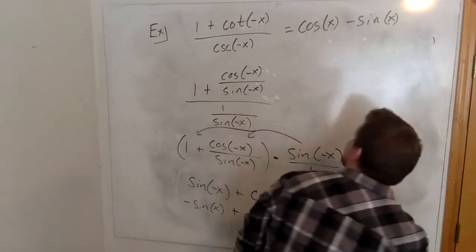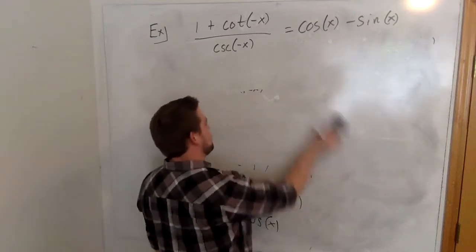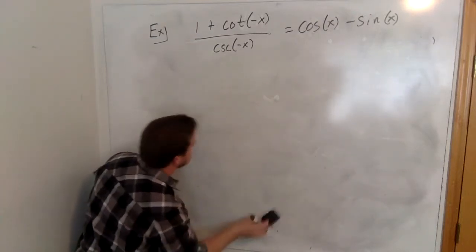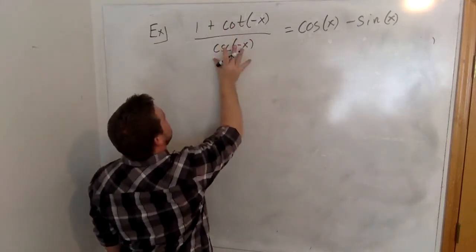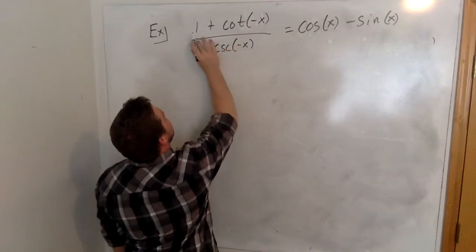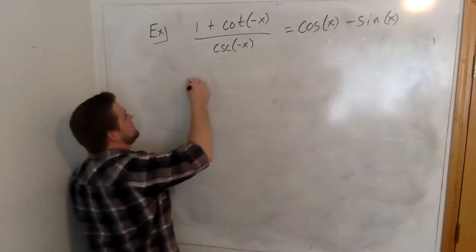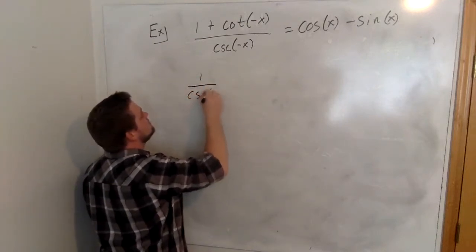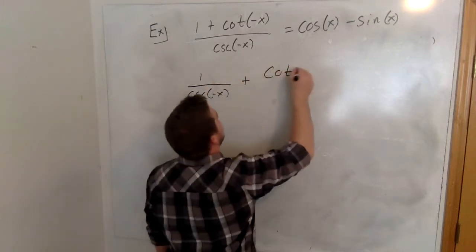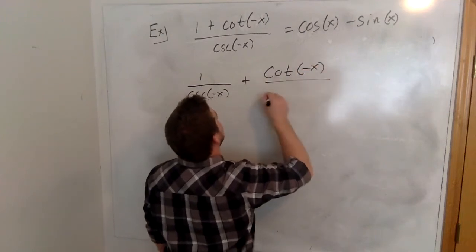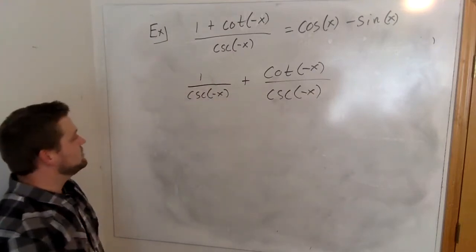Okay, just for fun, let's say maybe you didn't want to take this approach. Just to show you a little bit of diversity, what else could we have done here? Well, since I have a sum and I'm dividing it by a cosecant, I have to divide all the pieces by cosecant. So maybe as another approach, this is the same thing as 1 over cosecant of negative x plus cotangent of negative x, all over cosecant of negative x.